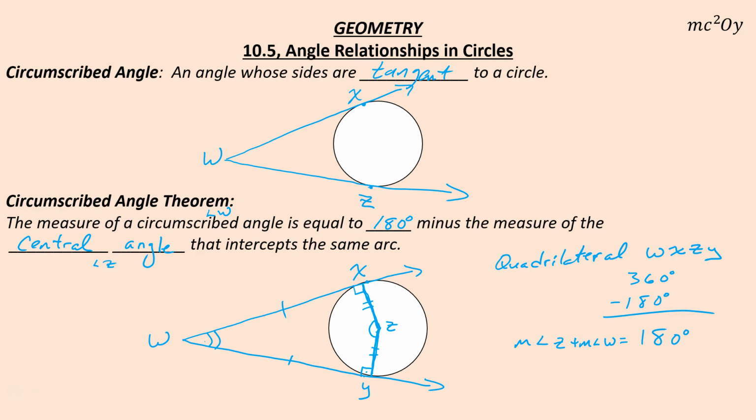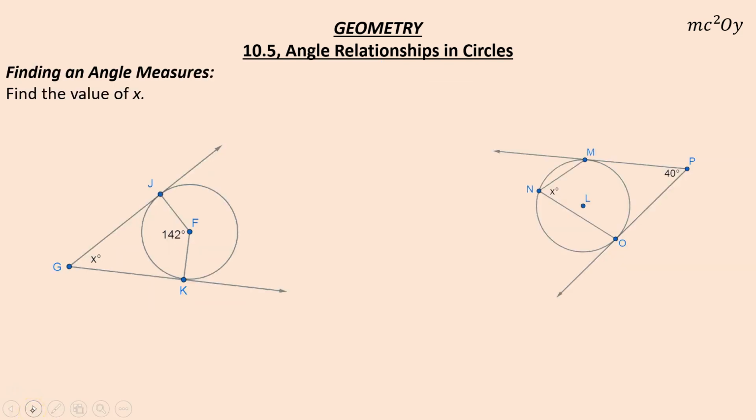So to write out the formula for the theorem here, the measure of angle W is equal to 180 minus the measure of angle Z. Very good. Let's go ahead and apply this here. Find the value of X. That should be pretty easy now when you look at it. Here's your intercepted arc. You have your quadrilateral. So X is equal to 180 minus 142. So X is 38 degrees.